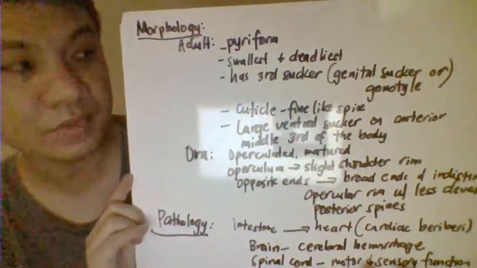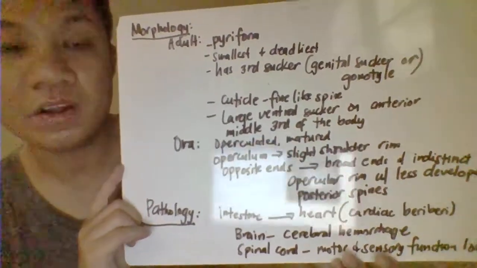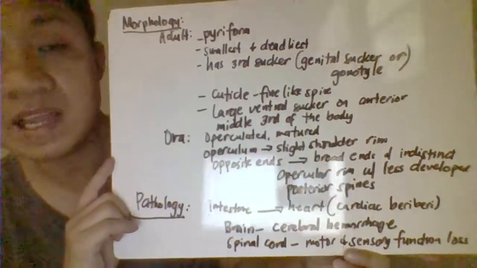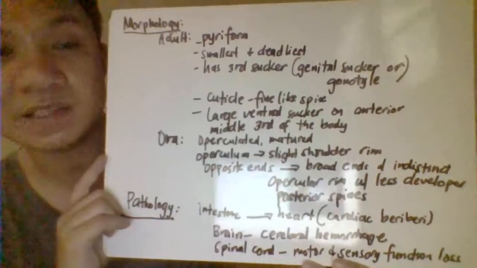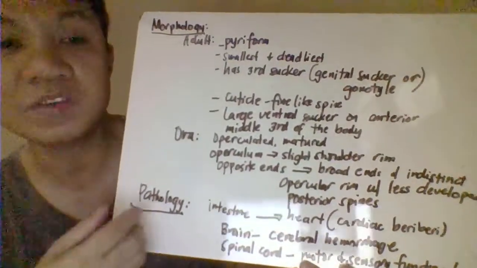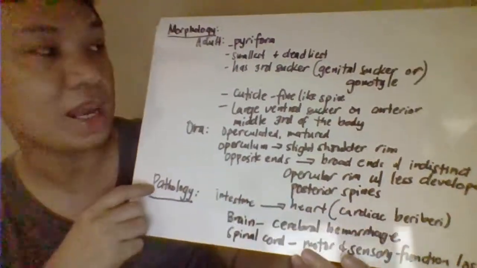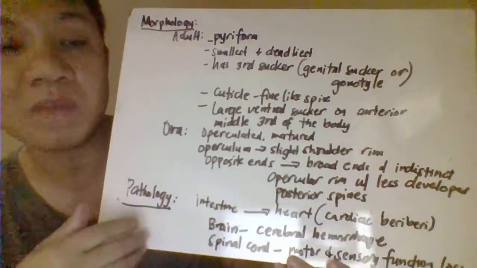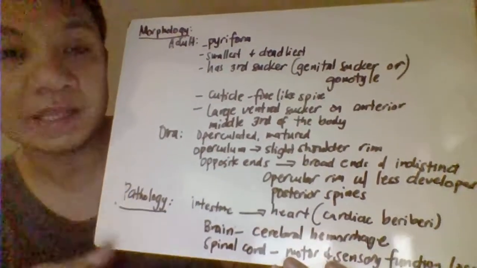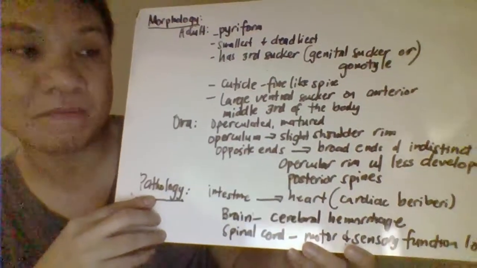Okay, for the morphology, the adult worm is piriform, characterized by the presence of a third sucker. We call it the genital sucker, or gonotyl, responsible for its deadliest manifestation. It's deadliest because it is the smallest, and therefore it could penetrate the myocardium of your heart and affect the heart, resulting in cardiac infection, and that's highly fatal. Then a cuticle covers it, and the entire body has a characteristic fine spine-like integument. Another feature is the large central sucker found on the anterior midline of the body.